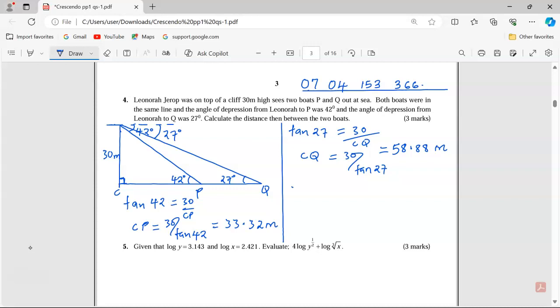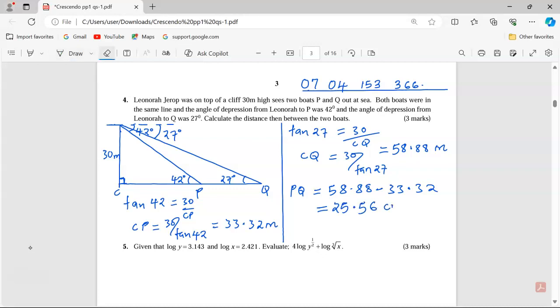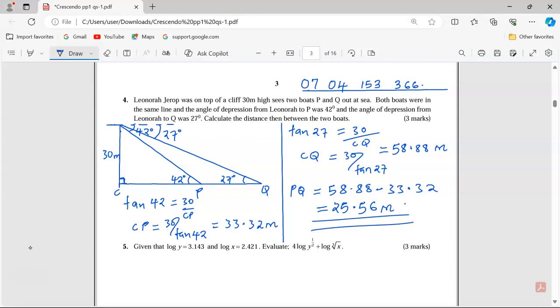This means now we can get the distance from P to Q by taking 58.88 and subtracting 33.32. 58.88 minus 33.32 gives us 25.56 meters, sorry, not centimeters, distance in meters. So that is how we calculate the distance between the two points, or the distance between the two boats P and Q.